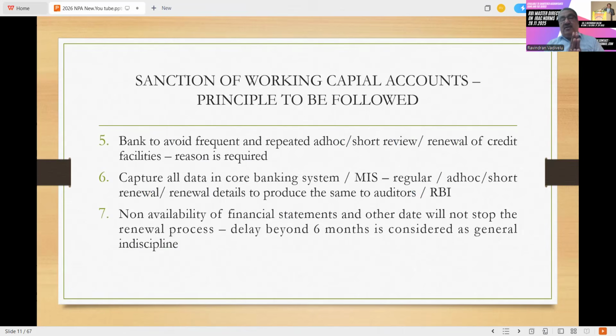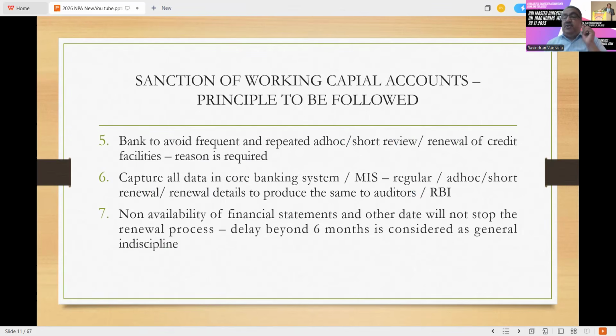So if the account has to be audited on 31st October 2025, you have to add 6 months, October over. So November, December, January, February, March, April. So delay beyond 6 months has to be considered as general discipline. But this financial statement submission will be clearly mentioned in the sanction letter. Please do the audit based on the financial statements mentioned in the sanction letter.